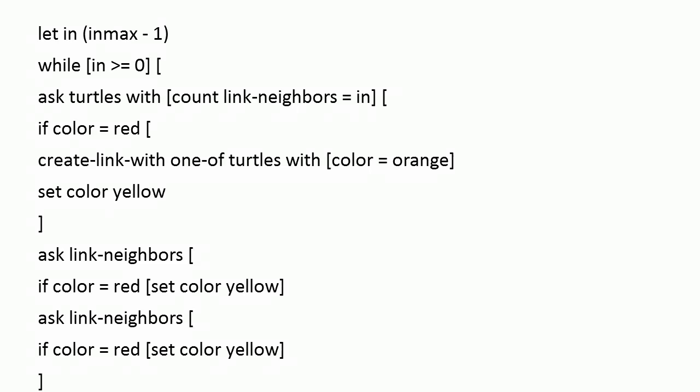create a link, hook it in now, with the turtle that has color orange, one of them, set the color to yellow, and then go through that process of asking the neighbors down 1 level down to set their color to level. Again, this should be n times down. So once we complete that process and we get all the way down to 0, it looks like I don't quite have all the code showing.